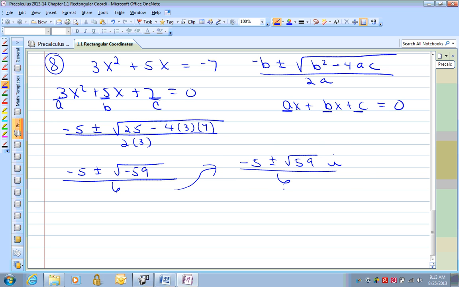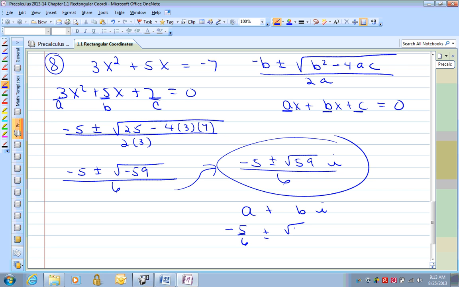Now, I would be fine just leaving it like this as your answer. If you would like to put it in the proper a plus bi form, then you would write it as negative 5/6 plus or minus the square root of 59/6 i, and there's your proper form. So either one of these I would take. All right, make sure you write that down, and we'll keep going. We got 3 more to go.